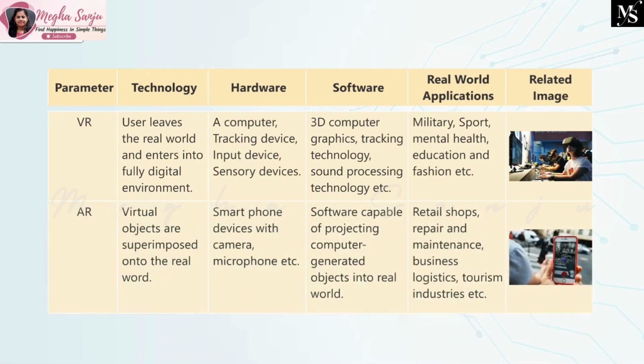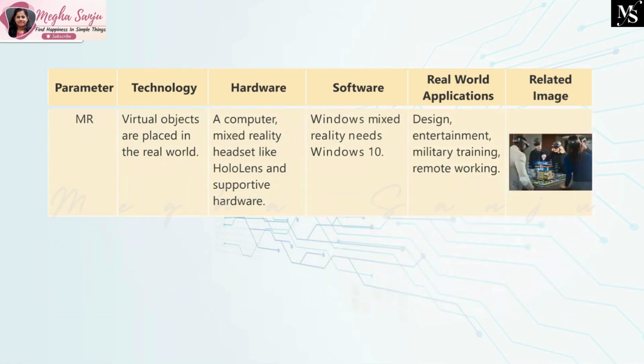AR. Virtual objects are superimposed onto the real world. Smartphone devices with camera, microphone, etc. Software capable of projecting computer-generated objects into the real world. Retail shops, repair and maintenance, business, logistics, tourism industries, etc. MR. Virtual objects are placed in the real world. A computer, a mixed reality headset like HoloLens and supportive hardware. Windows mixed reality needs Windows 10. Design, entertainment, military training, remote working.